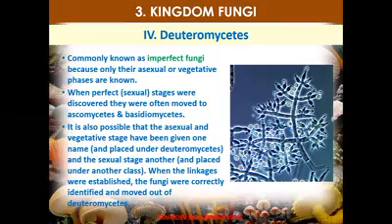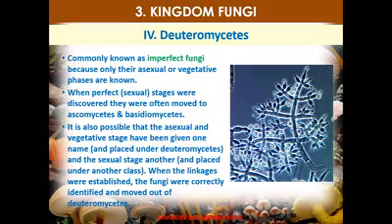They are commonly called imperfect fungi because in their life cycle they cannot complete their life cycle. Only their asexual or vegetative phases are known. The other phase, the sexual phase, is not known. Therefore, they are called imperfect fungi. When perfect stages were discovered, they were often moved to Ascomycetes or Basidiomycetes. When the sexual part of the life cycle is seen, they move to the Ascomycetes or Basidiomycetes group. They do not remain in the Deuteromycetes. Therefore, they are called imperfect fungi.